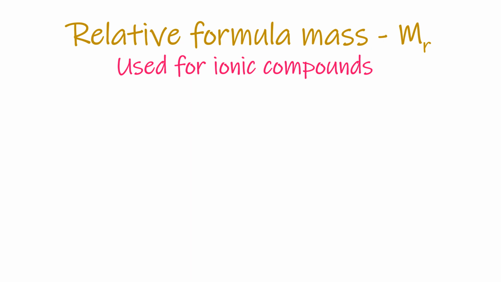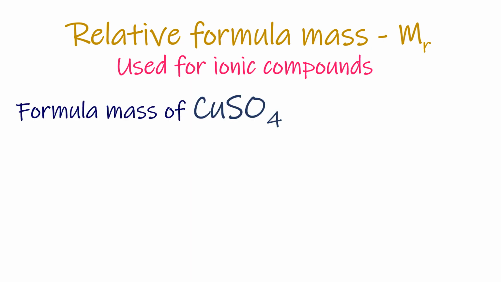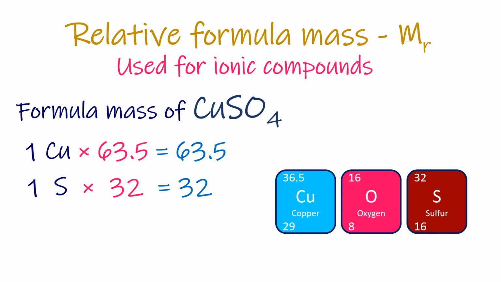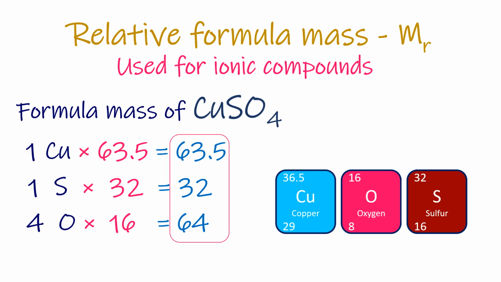Let's calculate the relative formula mass of copper sulfate. Have a look at the periodic table to find the atomic masses of the elements. In copper sulfate, we have 1 atom of copper of mass 63.5, 1 atom of sulfur of mass 32, and 4 atoms of oxygen of mass 16. We find the relative formula mass by adding up the relative atomic masses of all the atoms present in the formula. The formula mass of copper sulfate is 159.5.